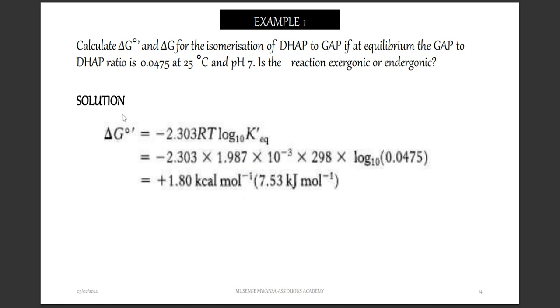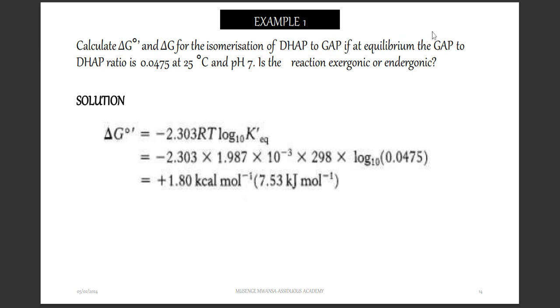So for example, here, calculate delta G for the isomerization of DHAP to GAP, if at equilibrium the GAP to DHAP ratio is 0.0475 at 25 degrees Celsius and pH 7. Is the reaction exergonic or endergonic? Now, if you look at this reaction, they've told you that DHAP is going to GAP. So the product is GAP.